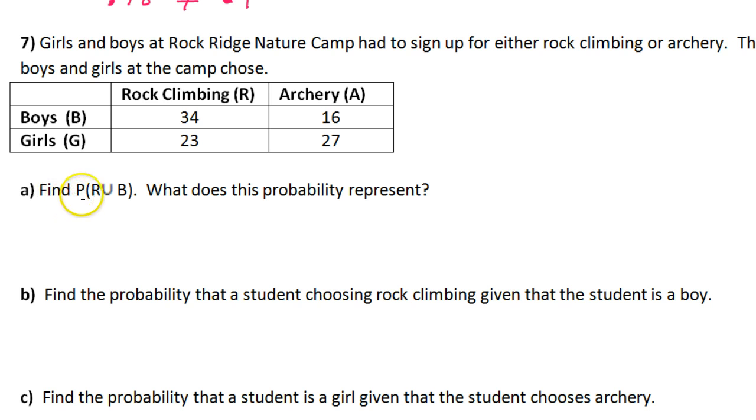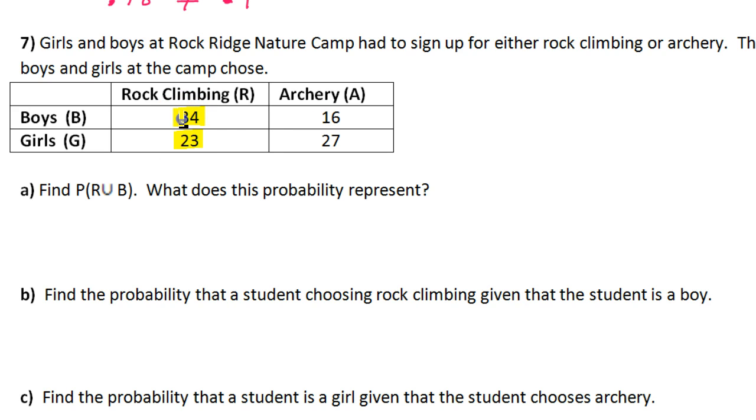Find the probability of someone being a rock climber or a boy. And I sort of already said what it represents. Basically it's just saying these symbols in words. But let's go ahead and do the calculation first. So rock climber or a boy. So here are my rock climbers.